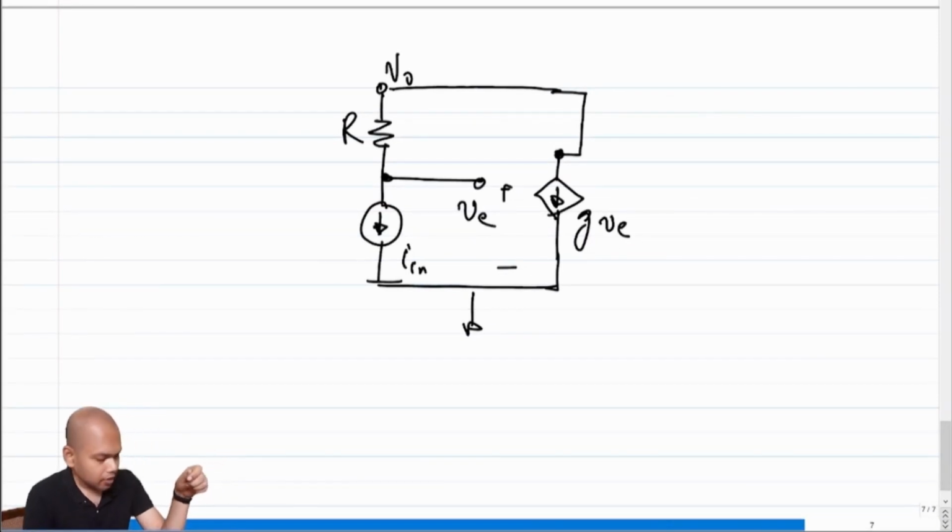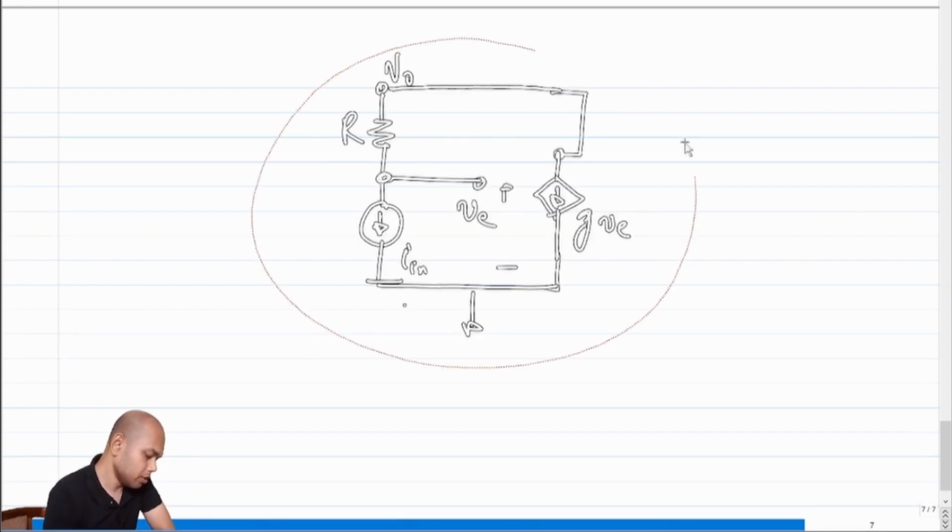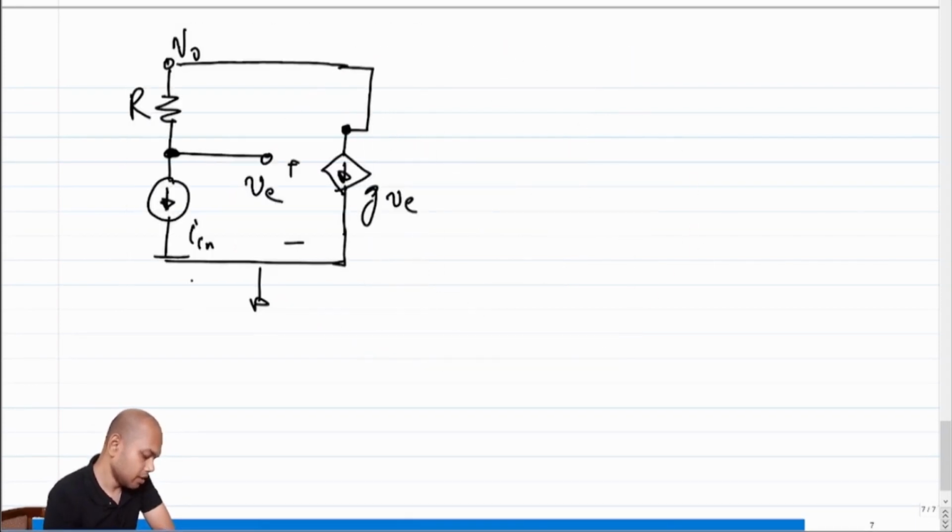So let's see if this satisfies our case. Firstly, what is the thing that we need to see? We need to see what the input and output relation is. That is the first thing. What is the second thing we need to see? We need to check whether we are able to satisfy the input output resistance criteria as well, right? So what is V naught?